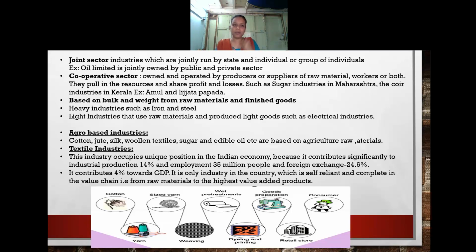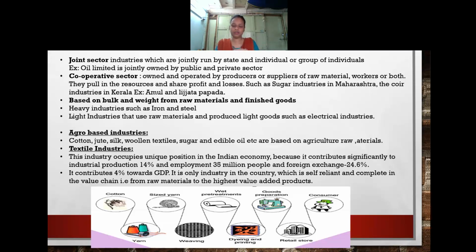So next one is the cooperative sector. It is owned and operated by the producers and the suppliers of raw material. Here the producers are purchasing the raw materials from the suppliers. So those two people, with cooperation, will start one industry, or the workers, or both. Producers or suppliers and workers will come together and establish one industry there. They pool in the resources and share the profit and losses equally.